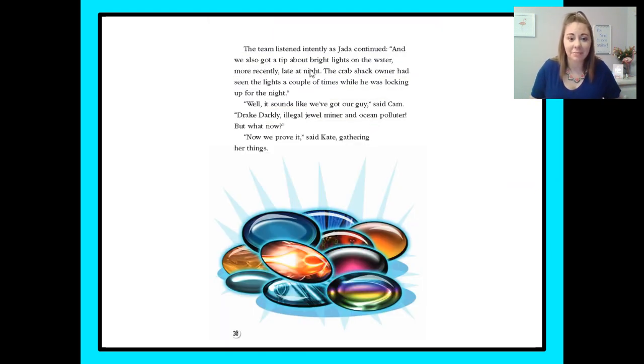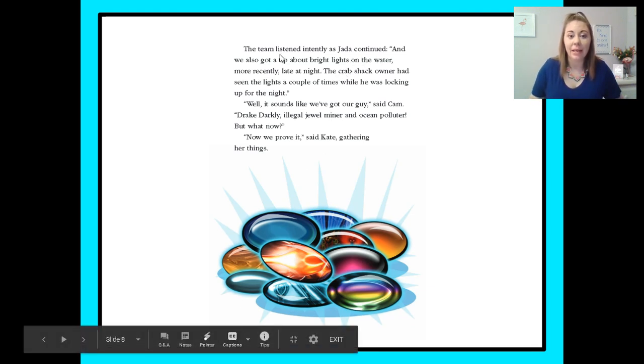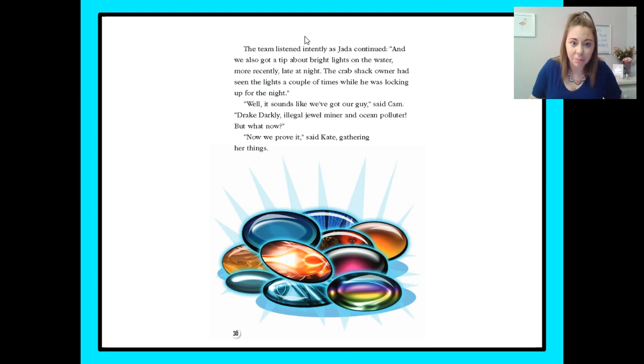Let's see. Oh, and then the bright lights on the water. So we can say on page 38 in the first paragraph, because notice I'm in this first little section here where the line's pushed in, "We also got the tip about the bright lights on the water more recently, late at night." So we can say on page 38 in the first paragraph, it says that the crab shack owner has been seeing bright lights on the water late at night.